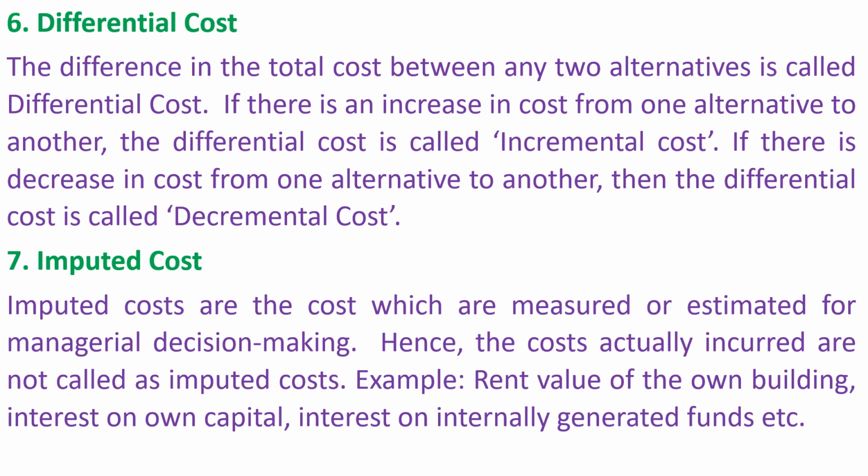7. Imputed cost. Imputed costs are the costs which are measured or estimated for managerial decision making. Hence, the costs actually incurred are not called as imputed costs. Example: rent value of the owned building, interest on own capital, interest on internally generated funds, etc.